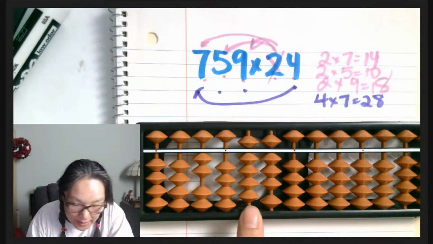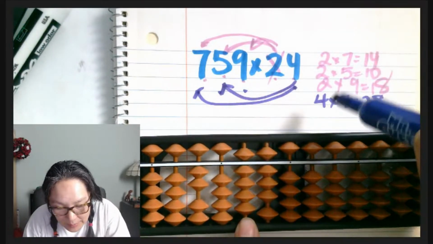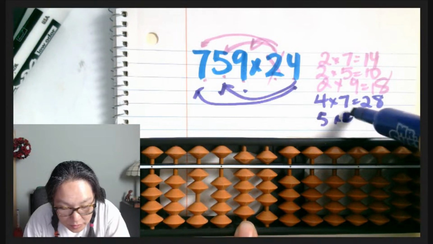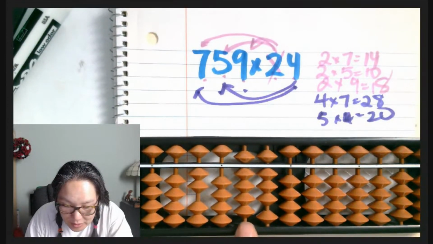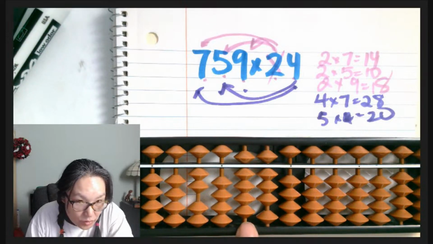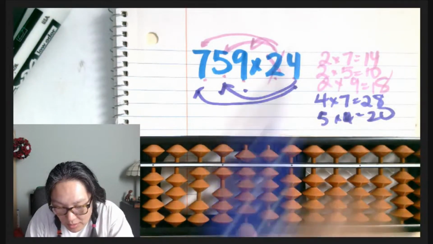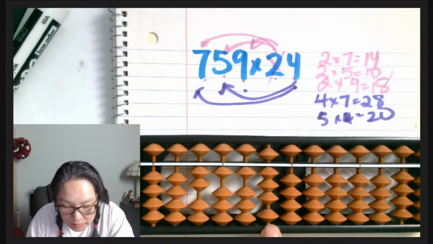So then 4 times 5. 4 times 5 is equal to 20. Add the 2, add the 0. There's not enough beads to plus the 2. What do we do? Plus the 10 minus the 8, and then plus the 0.